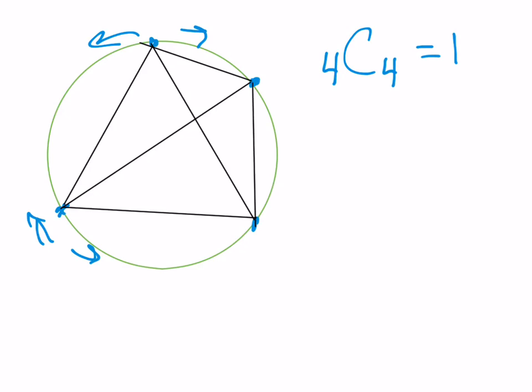Now if we had n points, then the number of intersections would just be n choose 4. I would want to know how many ways I can take 4 of those points and connect them, making diagonals like this, so that I get an intersection.